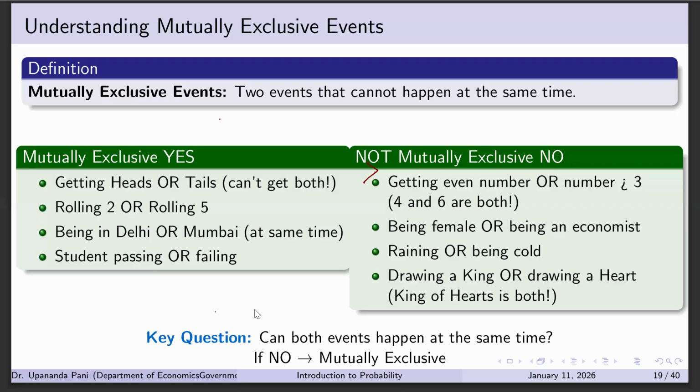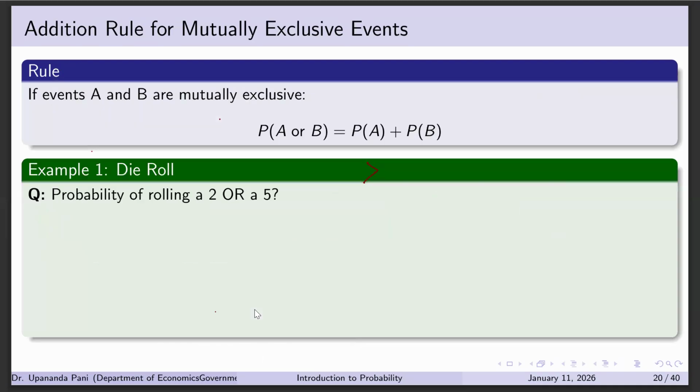The most important question is: can both events happen at the same time? If no, then they are mutually exclusive. Because you will get a lot of questions which will be using this concept. What are mutually exclusive events?